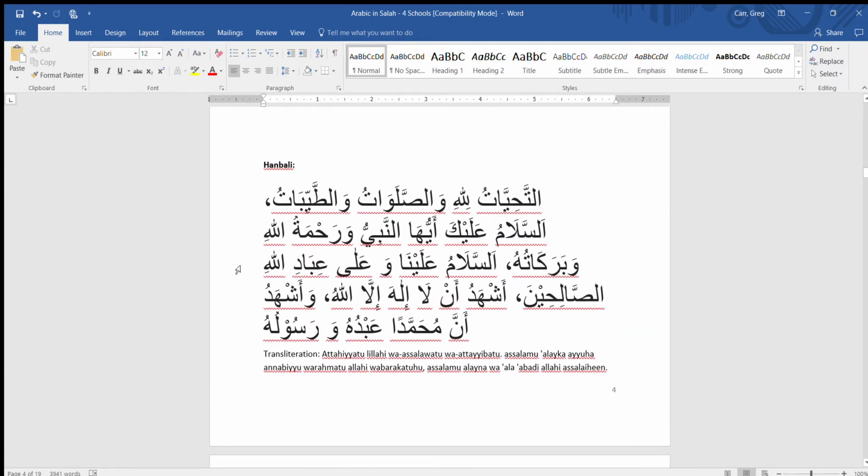So here's a common Hanbali Tashahhud. A few things to note here: the alif, you'll extend the a for 2 counts. The shadda, the little w, you'll extend that letter for 2 counts. So instead of at-tahiyatu, you would say at-tahiyatu. Extend the t, extend the ya.